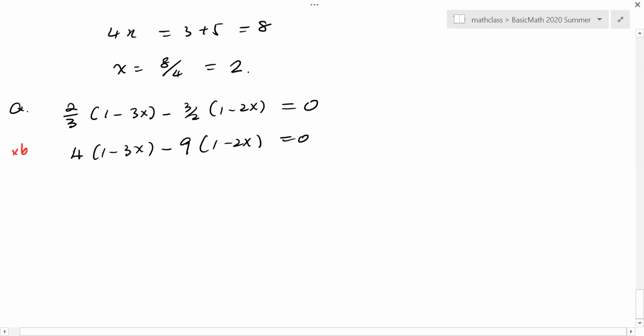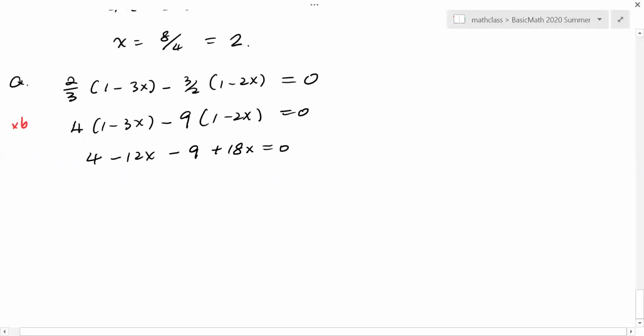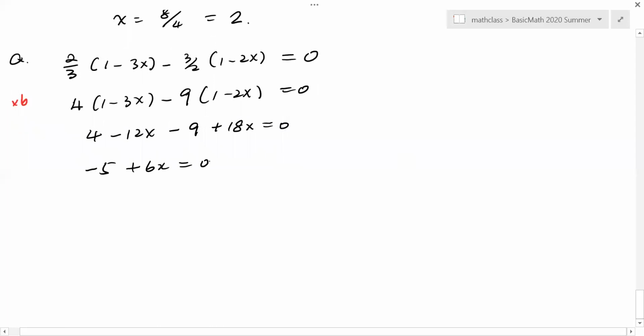Okay. Then you multiply this out. Right? 9 times 2 is 18. So pay attention to the sign. So 4 minus 9 is negative 5. So 18 minus 12 is going to be 6. Okay. Then you add 5 to both sides, you get this equation. Then x should be equal to 5 over 6.